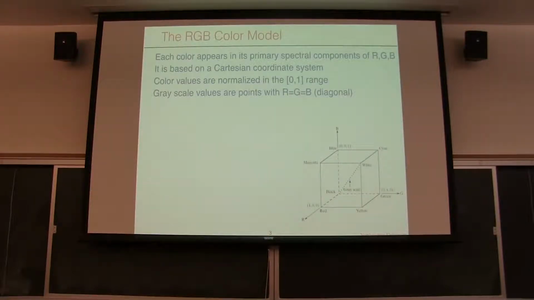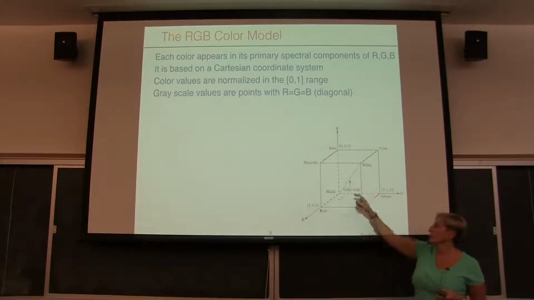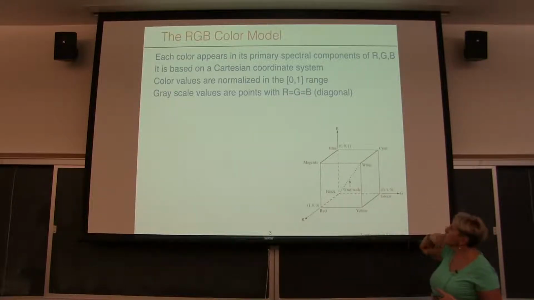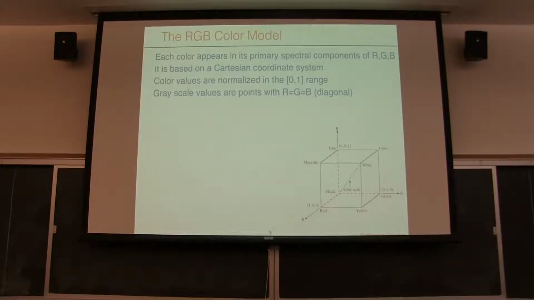So the RGB color model is the simplest model. It's the Cartesian model, right? You have three axes, one per primary color. You have one axis for the red, one axis for the green, and one axis for the blue. A color is going to be given by an amount of red plus an amount of green plus an amount of blue. That would represent any color.